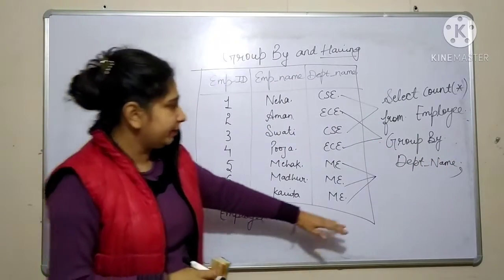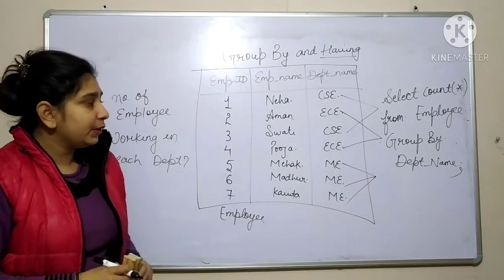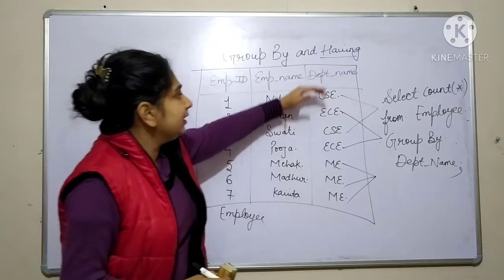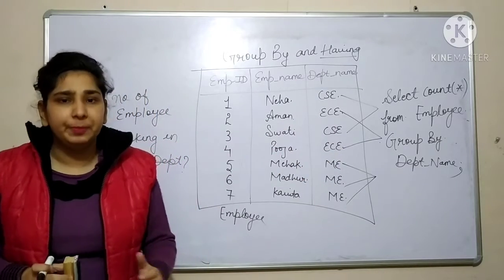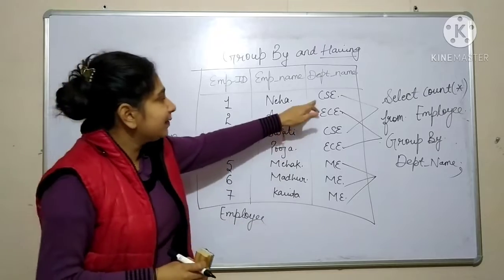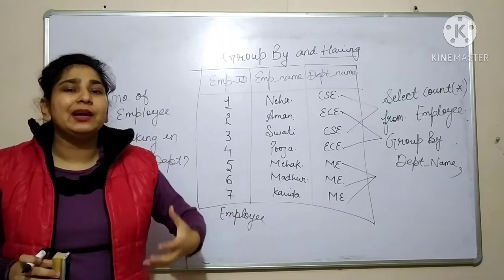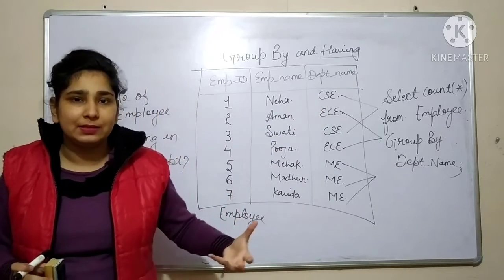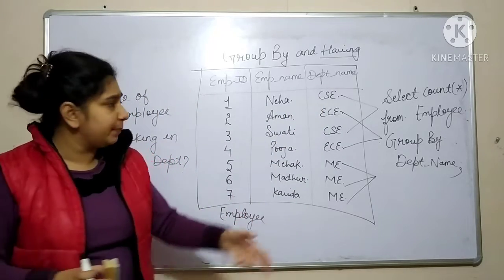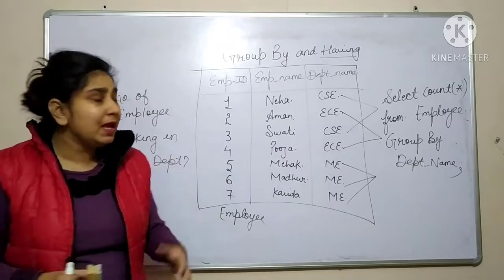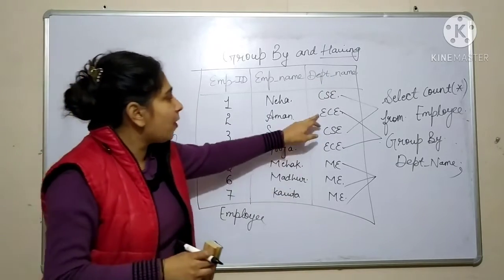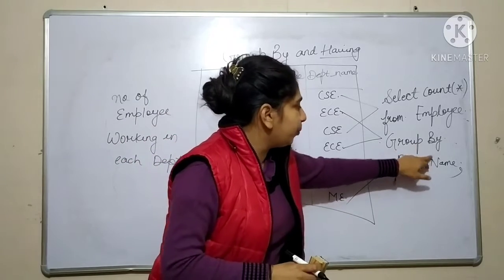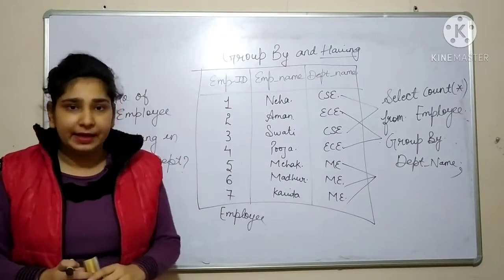If I give a query like this, I want to make a group of the department name attribute. Where there is CSE, I want to make a collation of all of the CSE at one place. If there is ECE present in the department name, I want to make a collation of all of the ECE. So that is the meaning of GROUP BY department name.